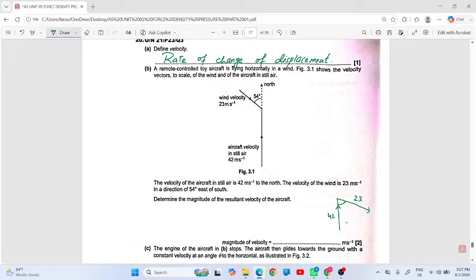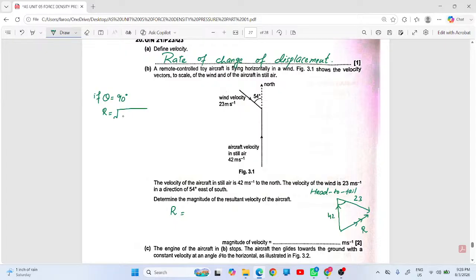42, 23. Now this is simple. Remember it like this: this is the head to tail rule. Next, this one is the resultant. Now the angle is not 90 degree between them. So whenever the angle is not 90 degree and we have to find the resultant, we have to use, if the angle is 90, I told you, if theta is 90 degree, then the resultant is very simple.